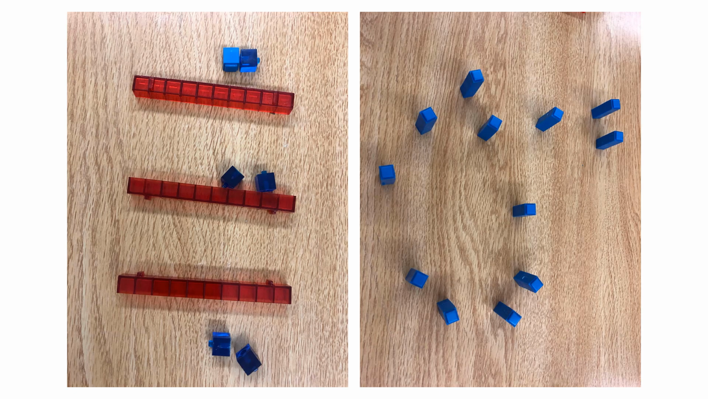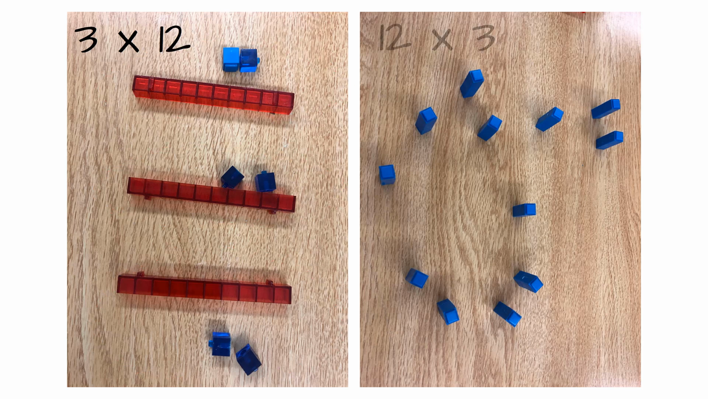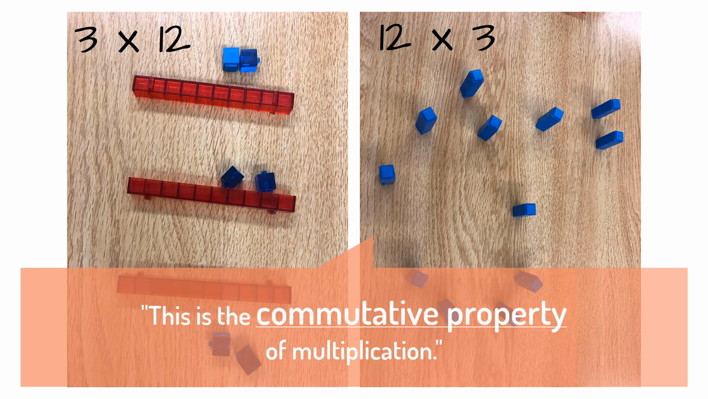When we look at student work, often we'll see these two representations. On the left, we see 3 multiplied by 12, or 3 groups of 12. And on the right, we see 12 multiplied by 3, 12 groups of 3. And it's really important to get excited about this and to name it for students and let them know this is the commutative property of multiplication. It doesn't actually matter which order those numbers are in. We're still going to get to that same answer of 36.